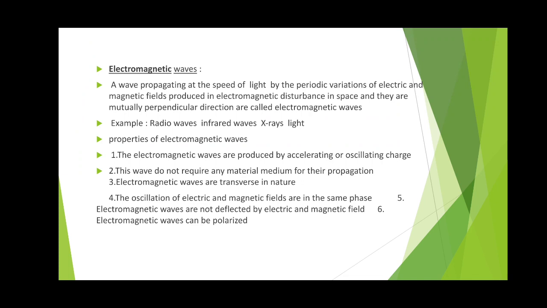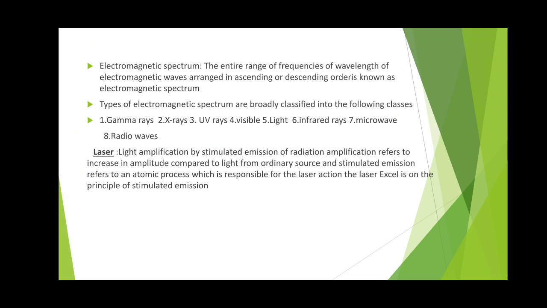Phase is angle. Electromagnetic waves are not deflected by electric and magnetic field. They carry no charge, so they are not deflected. For example, when gamma rays are traveling in an electric field, they are not deflected towards positive or negative polarity. They carry no charge. Electromagnetic waves can be polarized. What do you mean by polarized? If these electromagnetic waves are passed through a certain substance, vibrations are brought to a single direction or in a single plane. This property is called polarization.